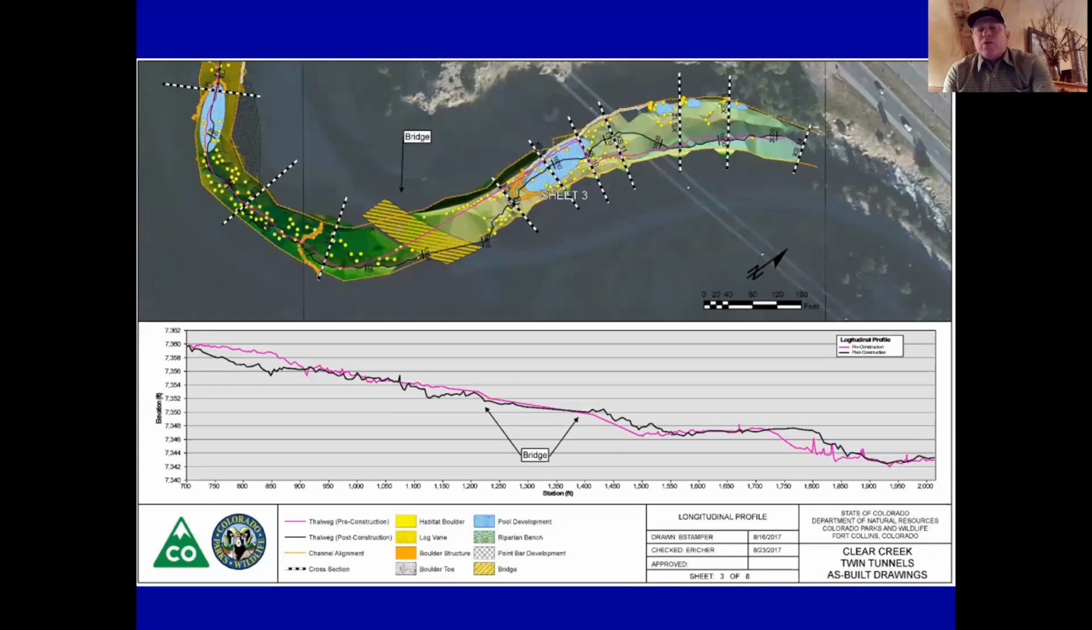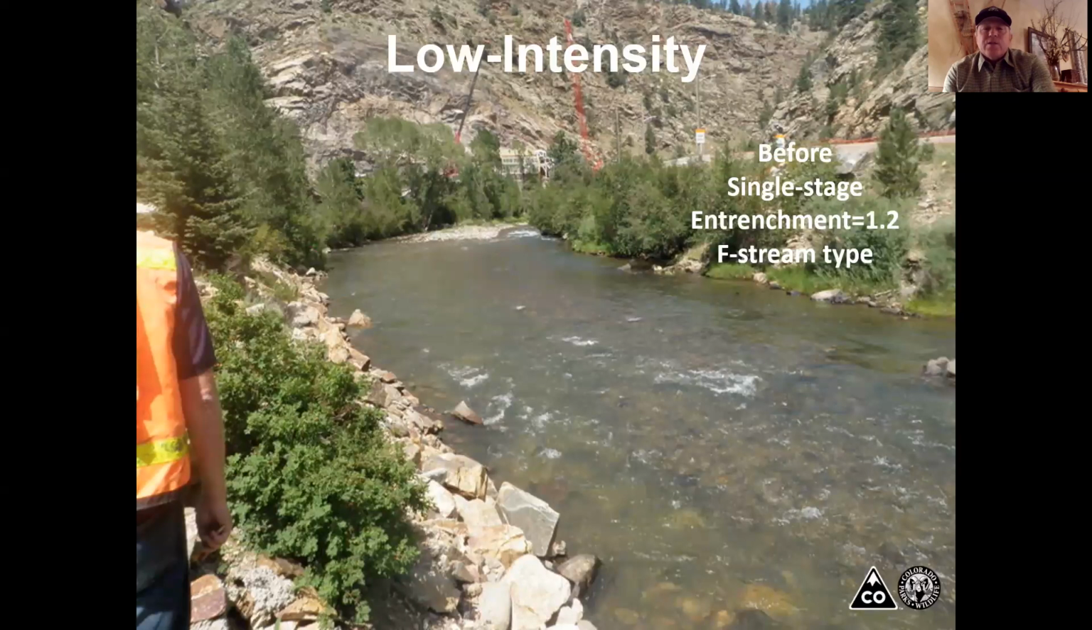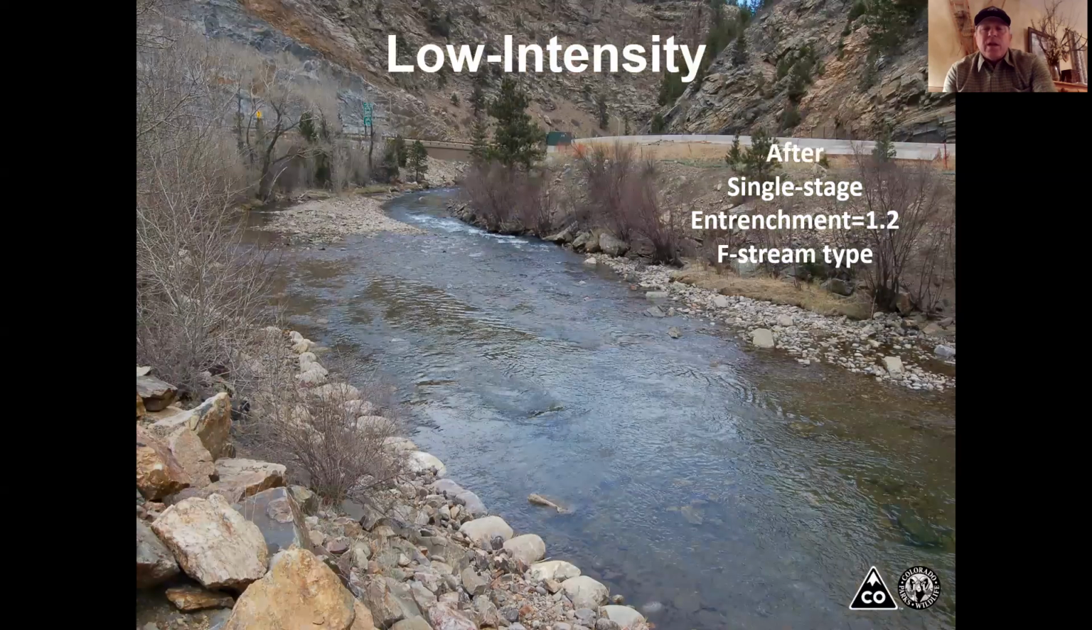And then a structure known as a cross vein was the first structure downstream of the bridge, and a few other minor things like some wood and a side channel, but not a whole lot beyond that. We couldn't actually do anything about floodplain. So this is the low intensity stretch before, what it looked like. This is what it looked like after.